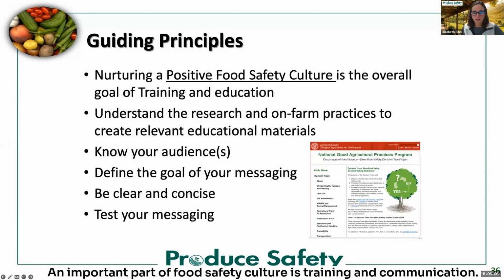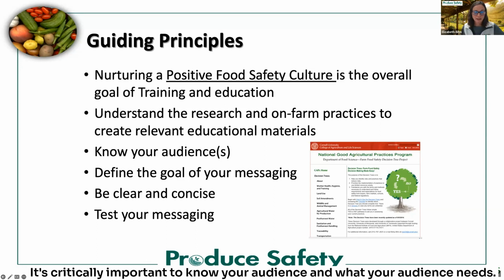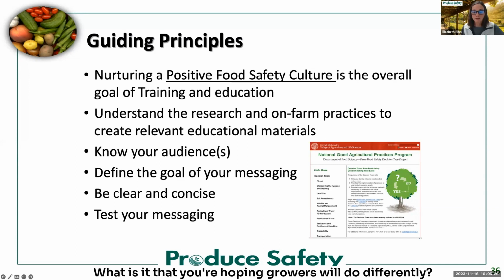I want to talk about these guiding principles to developing effective educational materials. First, you have to understand the research and on-farm practices to create relevant educational materials. It's critically important to know your audience and what your audience needs. Also, you need to define the goal of your messaging. What is it that you're hoping growers will do differently? Again, looking at that behavior change that Billy mentioned.